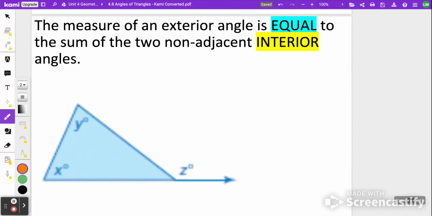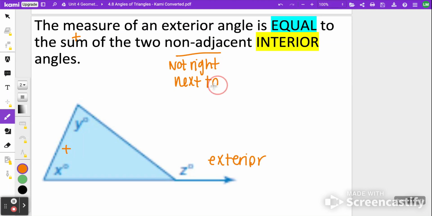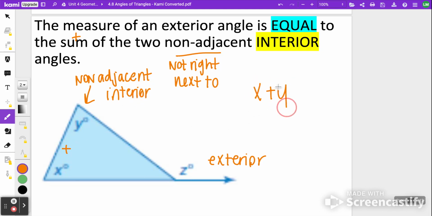The next piece of information we're going to talk about is the measurement of exterior angles. This letter Z is the exterior angle, and the exterior angle is equal to the sum, meaning adding, of the two non-adjacent, meaning not right next to, interior angles. Here are my non-adjacent, because they're not right next to the letter Z, interior angles. Okay, so that means if I add x plus y together, it will equal the letter Z.